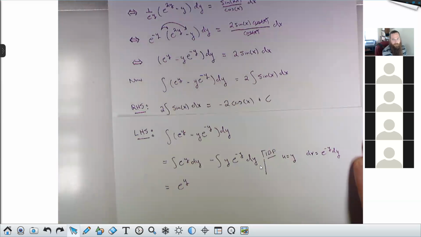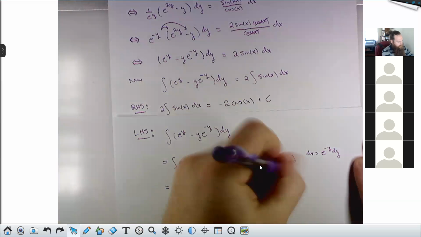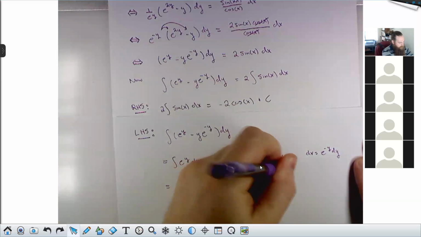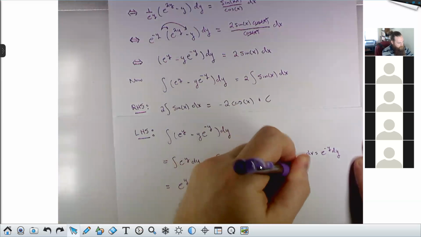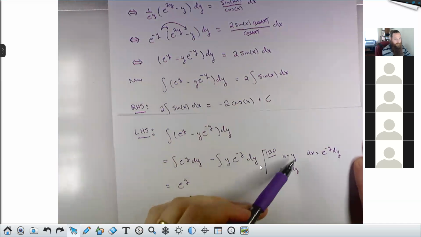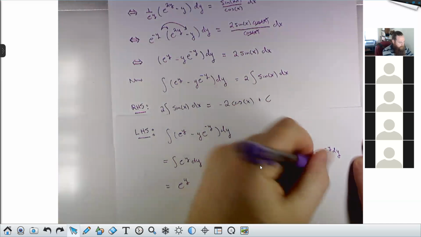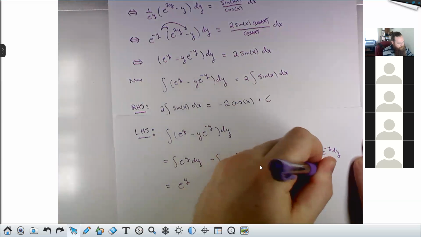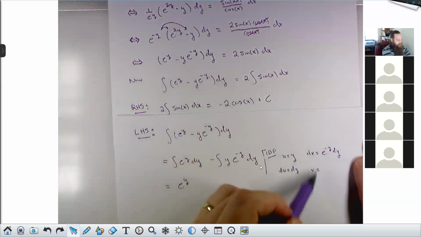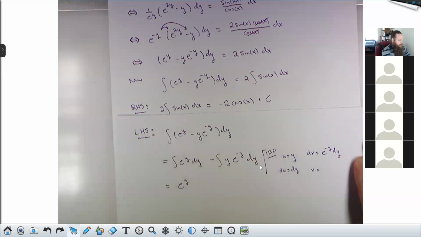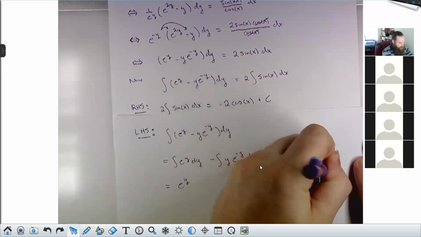So here's my IBP setup. The differential du is dy, right? Because the derivative of y is 1. So du is equal to 1 dy. And if you integrate dv to get v, the integral of e to the negative y is negative e to the negative y.